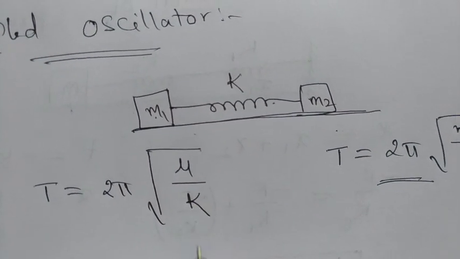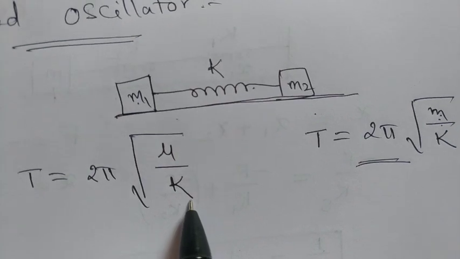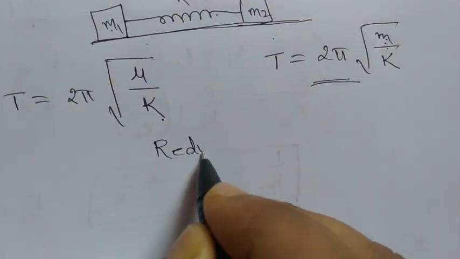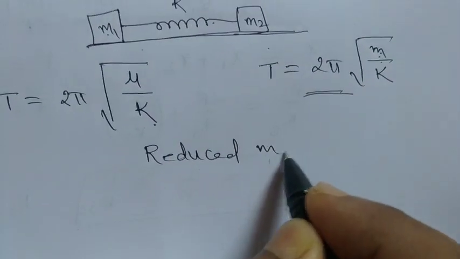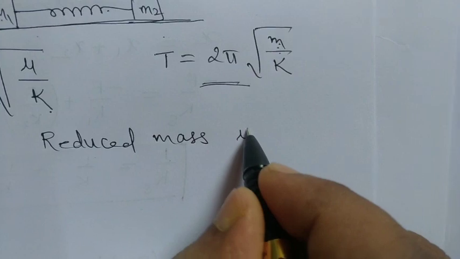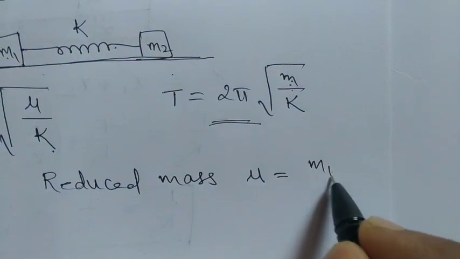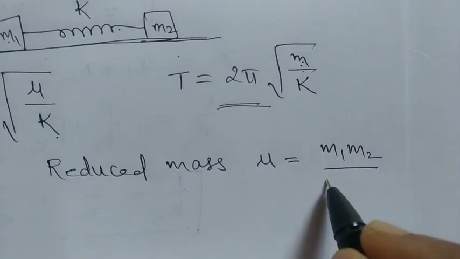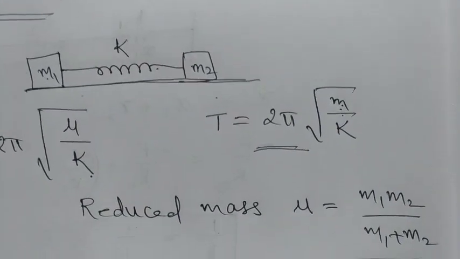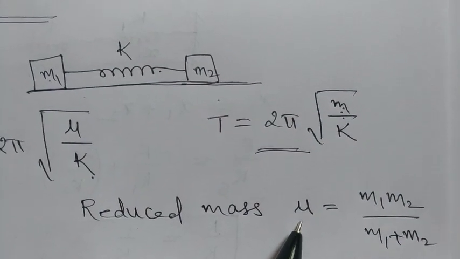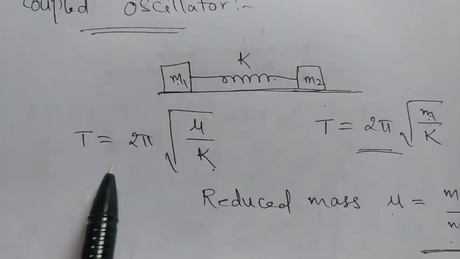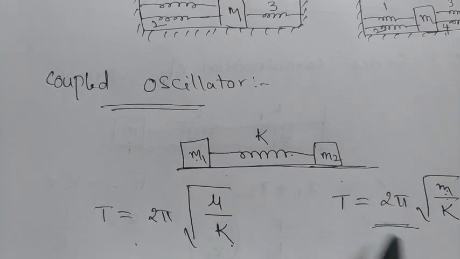What is mu here? We know K is the spring constant, but mu is known as the reduced mass. So reduced mass mu is equal to M1 M2 by M1 plus M2. So in place of mu, you can now replace it with M1 M2 by M1 plus M2 and solve for the time period of the coupled oscillator.